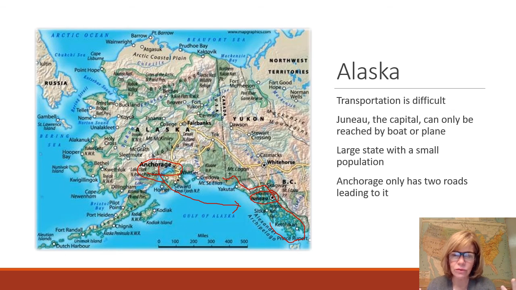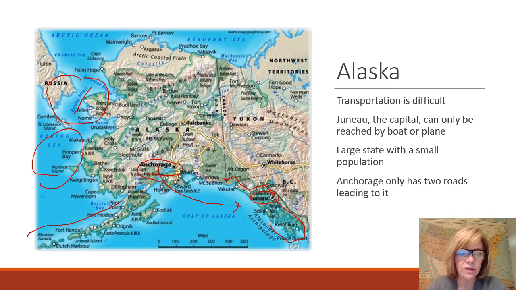There are only 2 roads that enter that major city, right? So it's just so undeveloped and kind of our last frontier. Look how close to Russia we are. Just the Bering Strait right here separates it. This is the Bering Sea, right? And then this right here, these are the Aleutian Islands. They continue to go out in that direction.